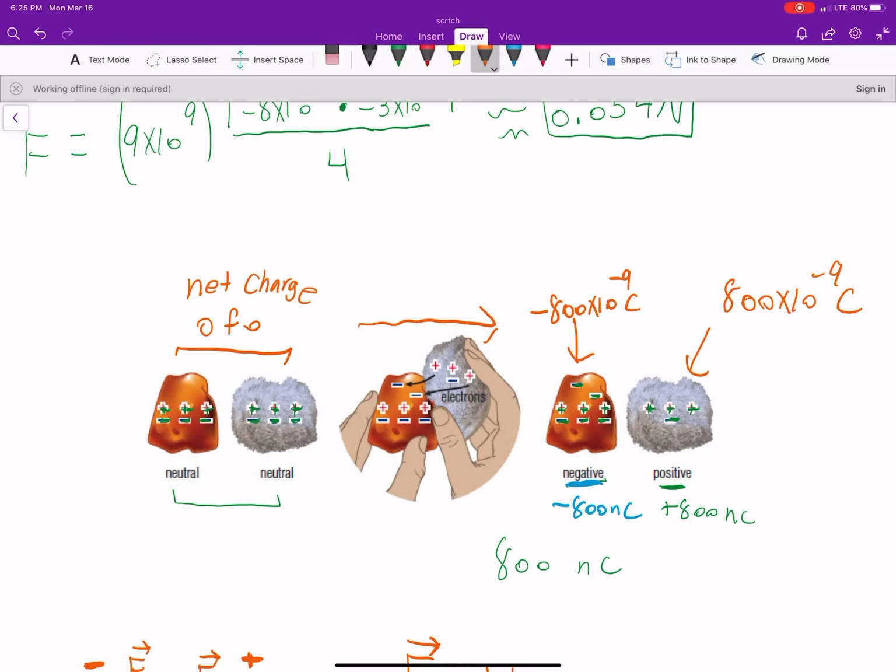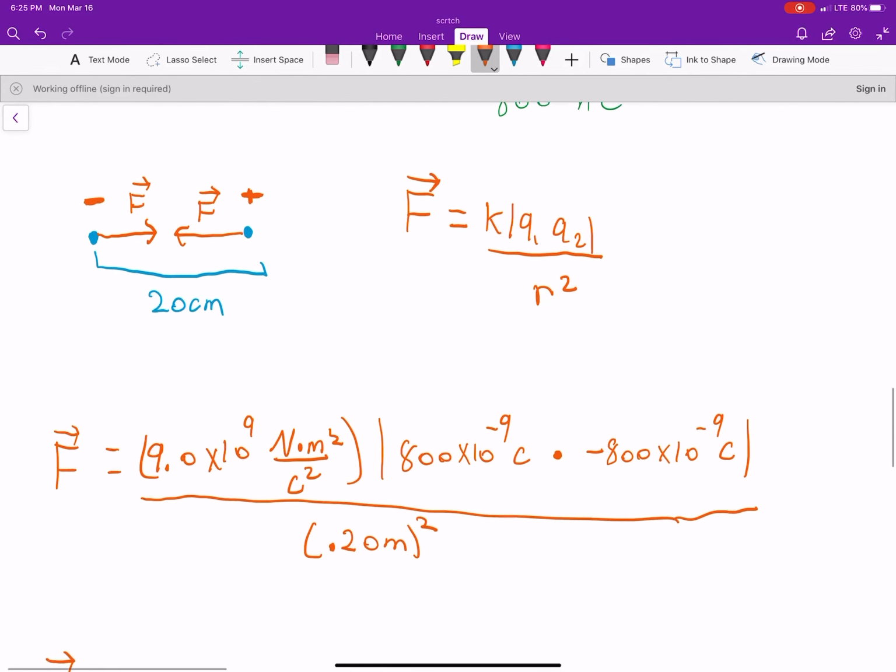That's really the only part that I think might confuse some people. But other than that, it's a pretty straightforward problem. So hopefully all that makes sense.